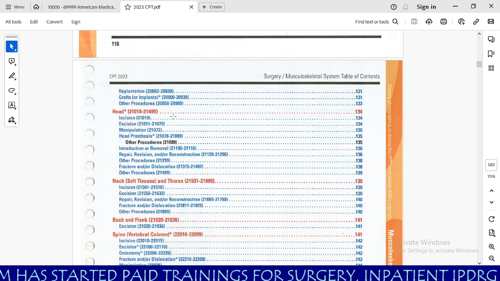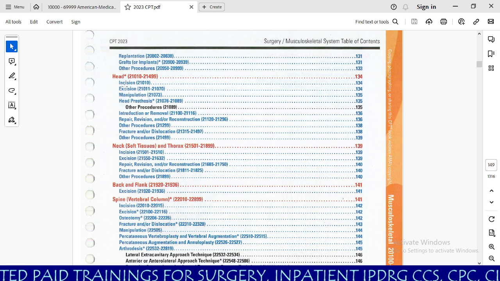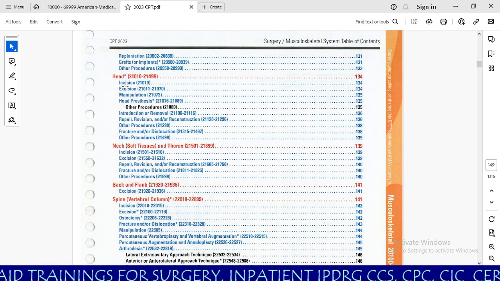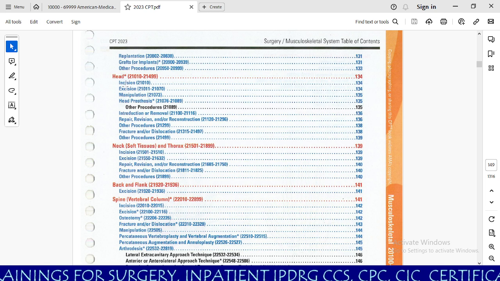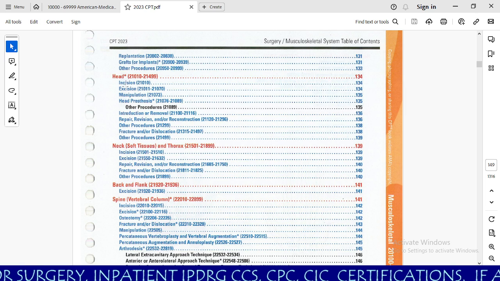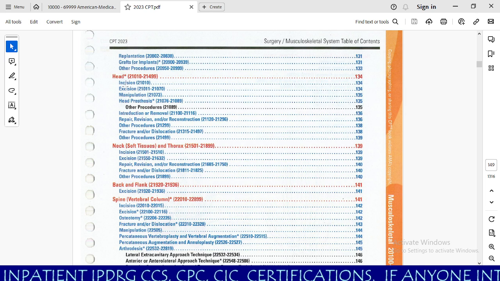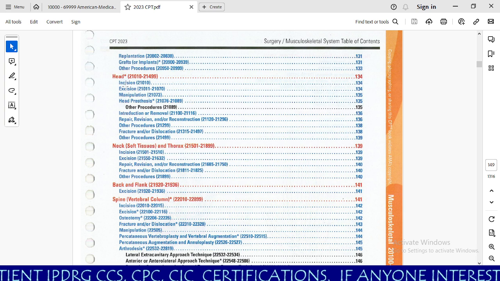Here we also have replantation, grafts and other procedures. And we have head. You need to remember that in the orthopedic system, the codes are divided based on top to bottom. As all of us know, the head is the top portion of the body, and the bottom portion is our toes.